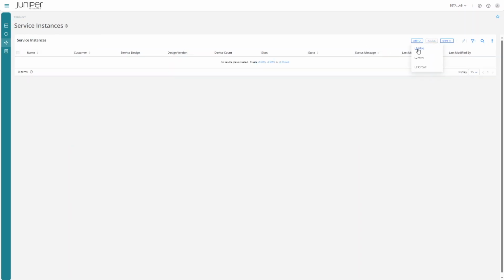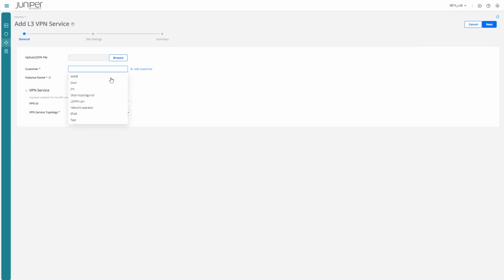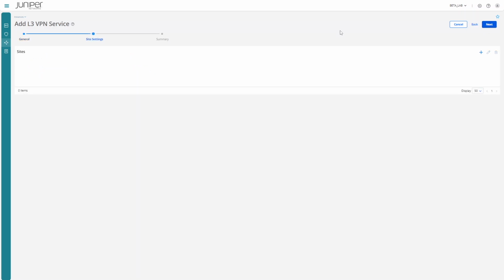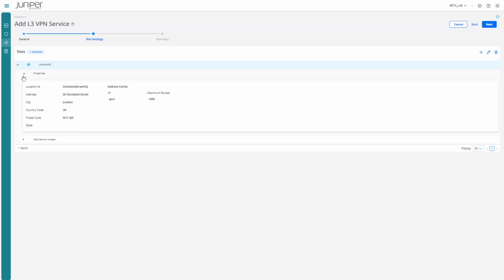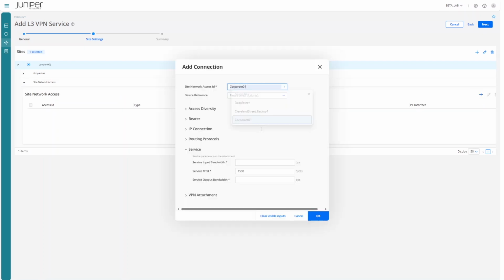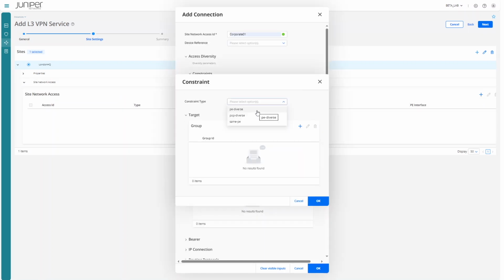Right now, we're creating a Layer 3 VPN. We simply specify the locations, speeds, access diversity, and anything else that describes the business outcomes we want to achieve, and Paragon automates the rest. Why is that important? Right away, that's a majority of network problems caused by human error taken care of.